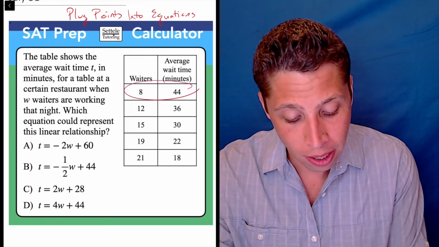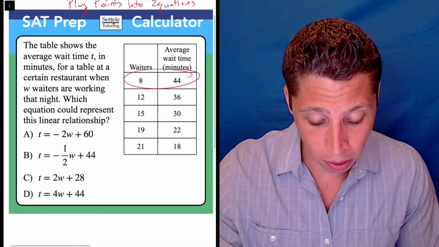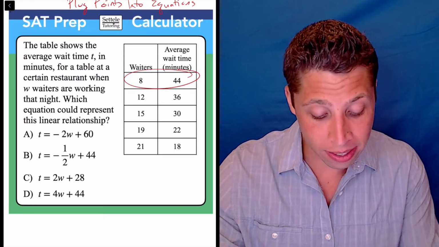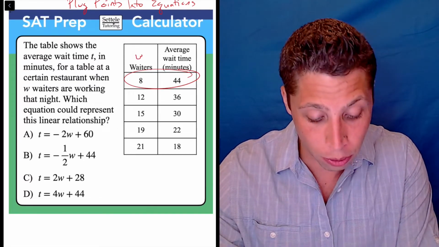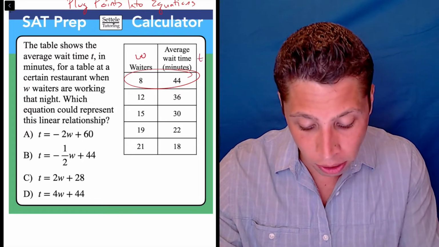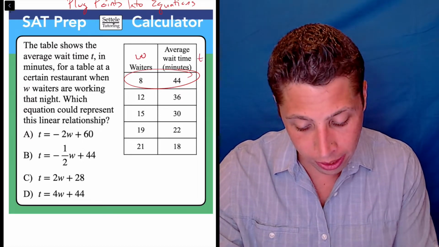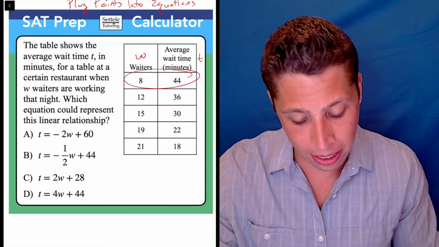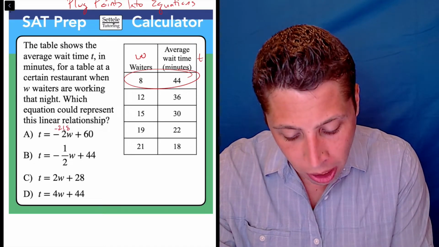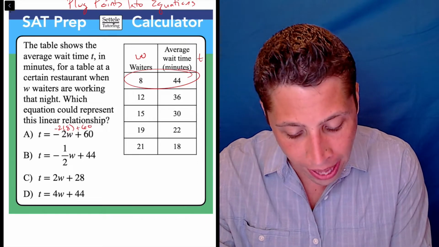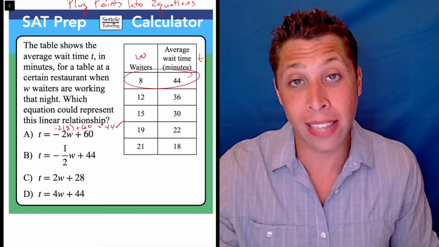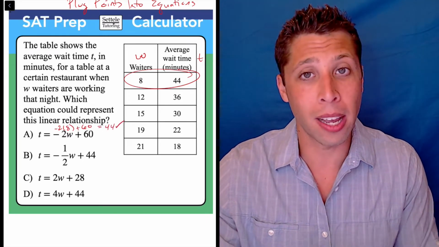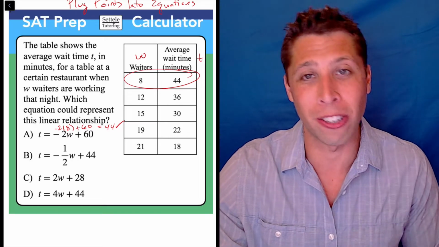So let's just take the first point, 8 and 44, and plug it in. What that means is if 8 is the number of waiters, the W, then the T that results should be 44. So if we plug it into A, we do have a calculator, but we don't probably need it that much. Negative 2 times 8 plus 60, and that is in fact 44. So that checks out. But we're not allowed to pick that yet because sometimes we pick a point that works in multiple equations. So we've got to be cautious.